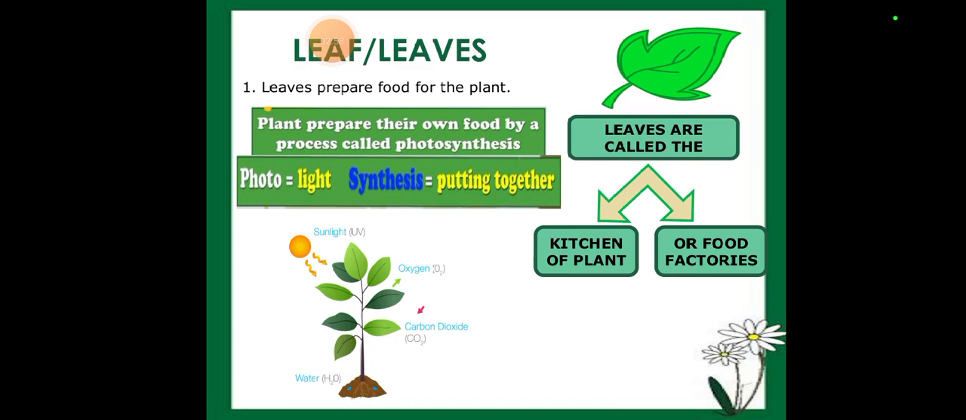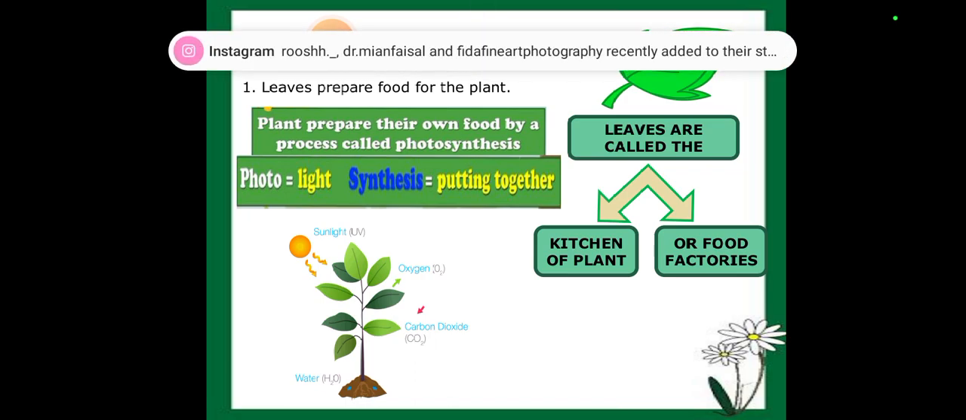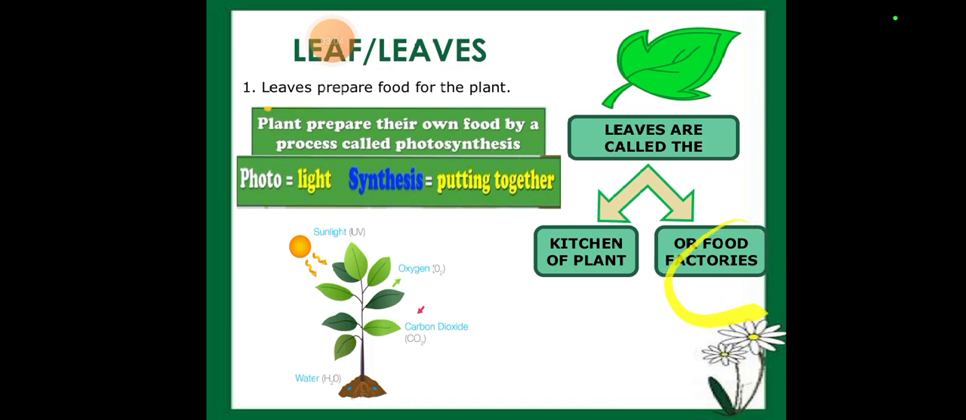Leaves prepare food for the plant. So the leaves are called the kitchen of the plant, or the food factory of the plant. Why can we say kitchen of the plant? Look, in your kitchen your mother cooks food for you. Here in a plant the leaves cook food. So they are called the kitchen of the plant, or the food factories, because they prepare the food.